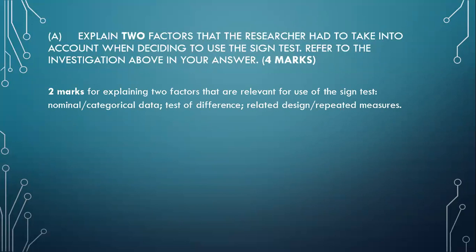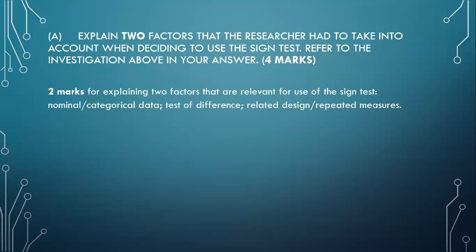I'm going to be doing it for the explanation, then the application. The 2 factors that are relevant to the use of the sign test, so we know what they are: nominal data, test of difference, and repeated measures. So just put it into a sentence, because remember, it is saying explain. The sign test uses nominal data that can only be placed into categories. It's looking for a test of difference between 2 things. Or it's a repeated measures design, where participants do all the conditions. There you go, straightforward. It doesn't need to be long and complicated.